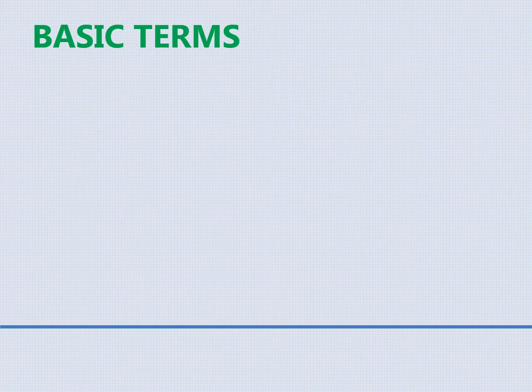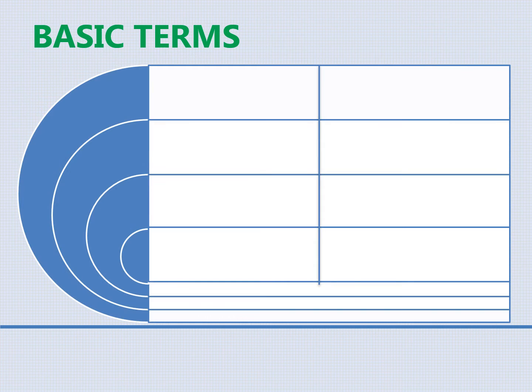We have already learnt about the basic terms of geometry in the last video. Let us quickly revise them. A point. It has no magnitude, that is, it has no length, breadth or height. It is denoted by a dot and marked by a single capital letter. For example, the point A.